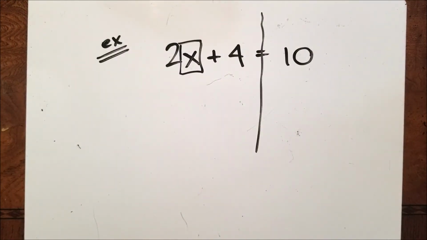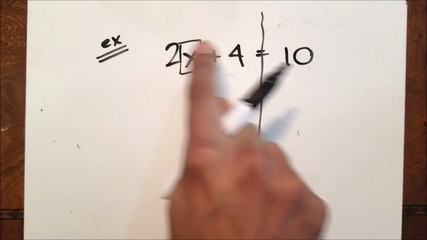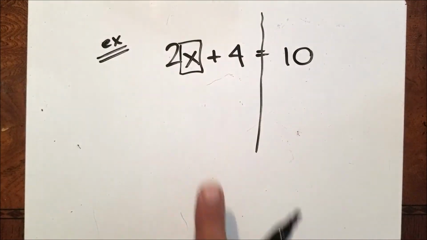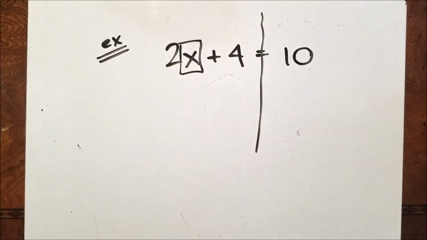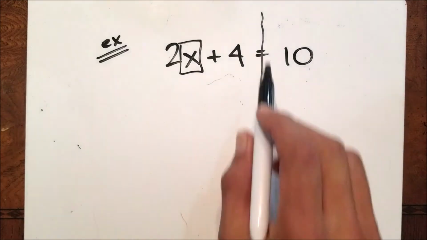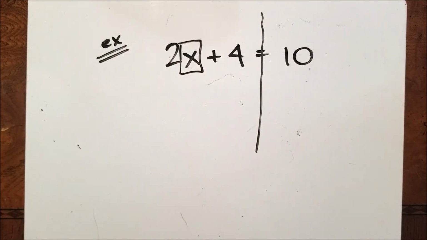So think PEMDAS. There's an order. We have to undo the things on this side that are attached and around this X. So to undo those things, we have to undo them in a certain order. Now, think PEMDAS in reverse. When you're solving, we need to undo the addition and subtraction things first.